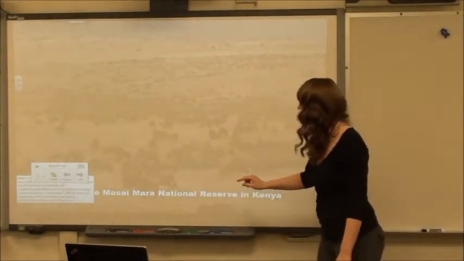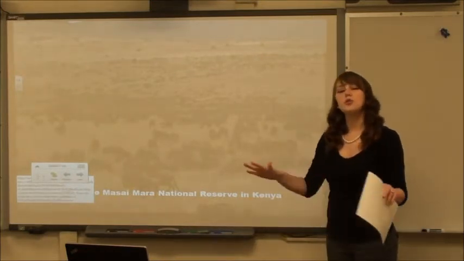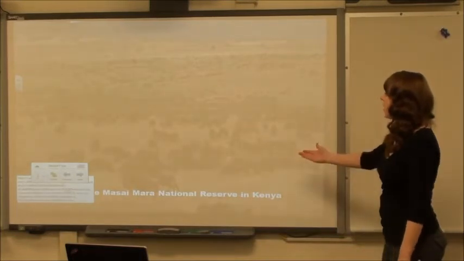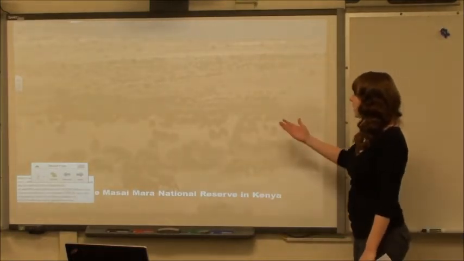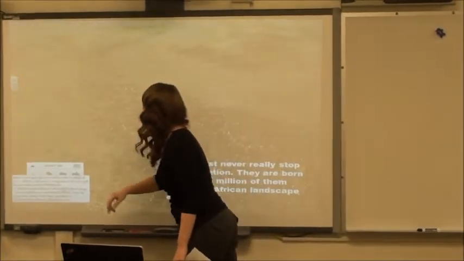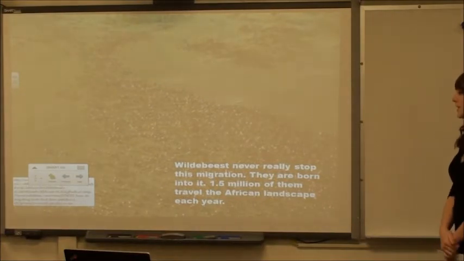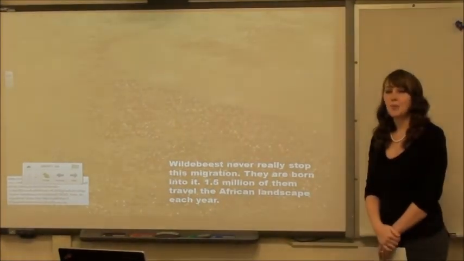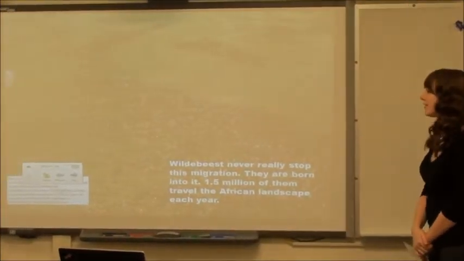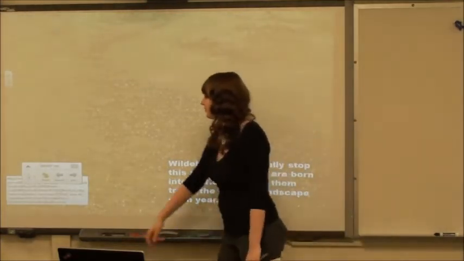This is the Masai Mara National Reserve in Kenya. It is a huge expansive land. And all of these wildebeest end up in Kenya. So it's a hotspot for tourists during that time of year. The beasts never really stop this migration, as I said before. They are literally born into it. 1.5 million of these animals travel the African landscape each year.